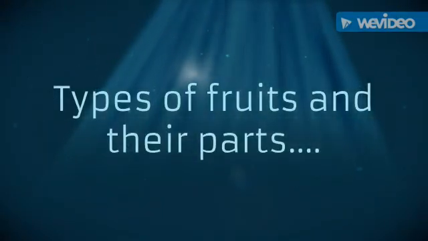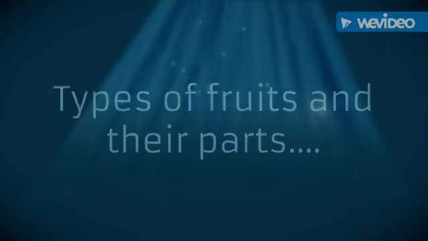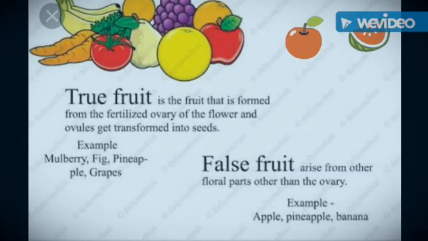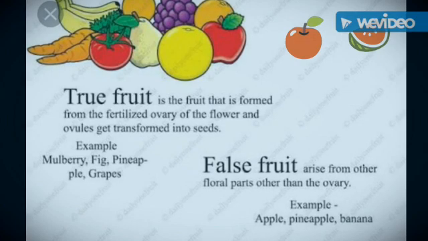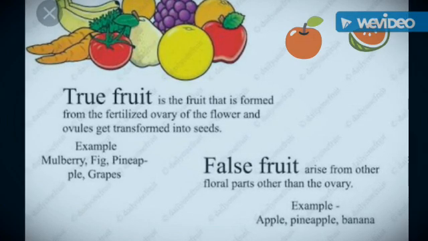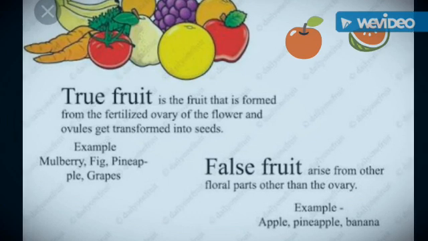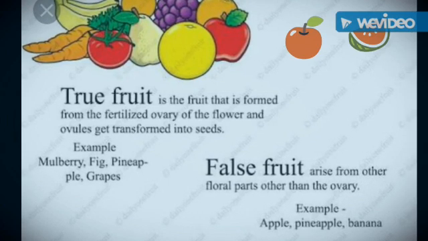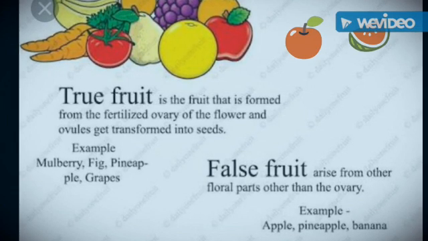So today I'm going to share my little knowledge of types of fruits and their parts with you all. Now what is true fruit and what is false fruit? True fruit is a fruit that is formed from the fertilized ovary of the flower, and ovules get transformed into seeds. Example: mulberry, fig, pineapple, grapes, etc. I know you must be quite familiar with what is true fruit and you must have eaten them also.